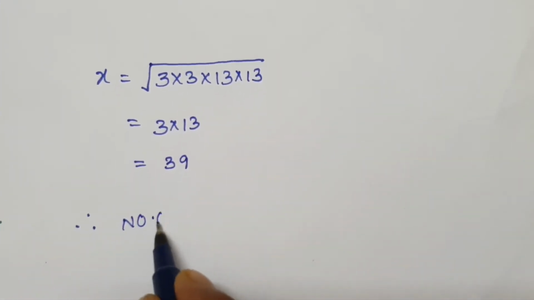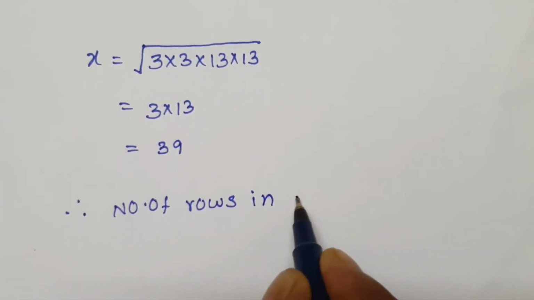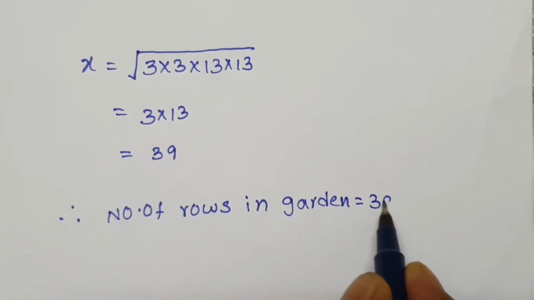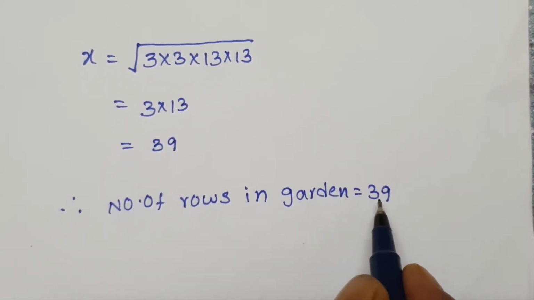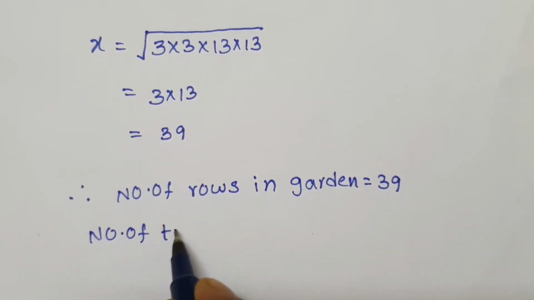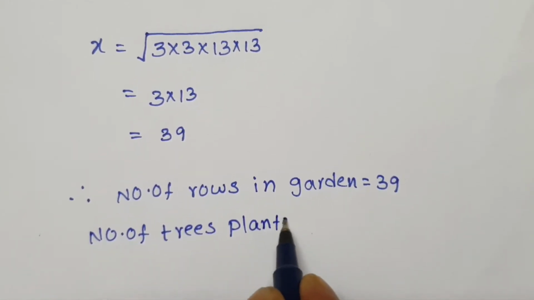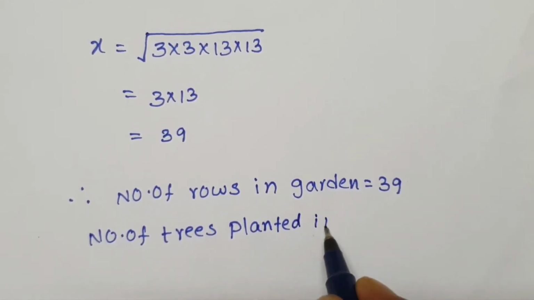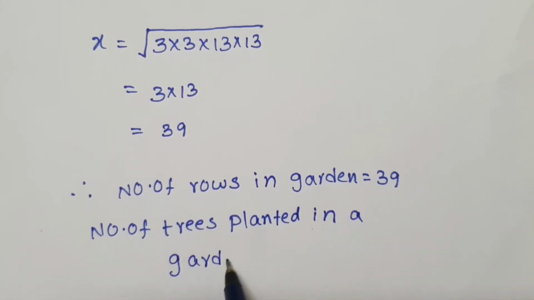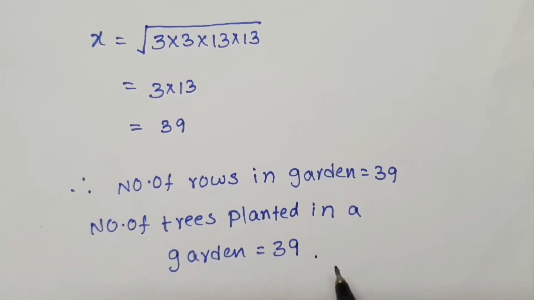Therefore, number of rows in garden equal to 39. X means 39. And number of trees planted in a garden equal to x. X means 39.